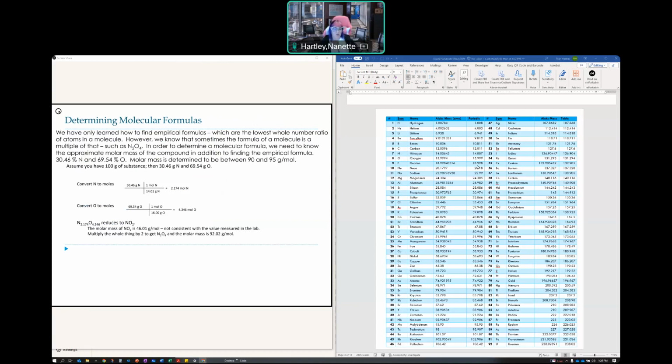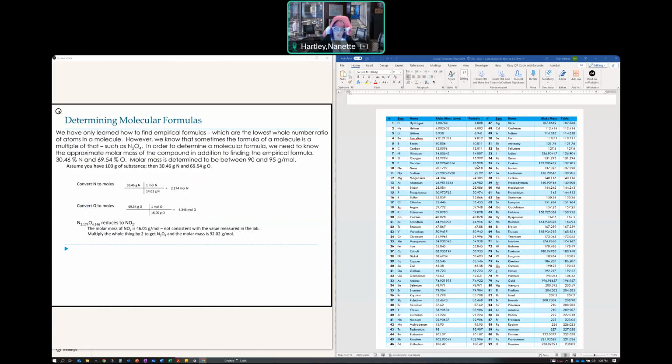In order to determine a molecular formula, we need to know the approximate molar mass of the compound in addition to finding the empirical formula. So, a compound is 30.46% nitrogen and 69.54% oxygen. Molar mass is determined to be between 90 and 95 grams per mole.